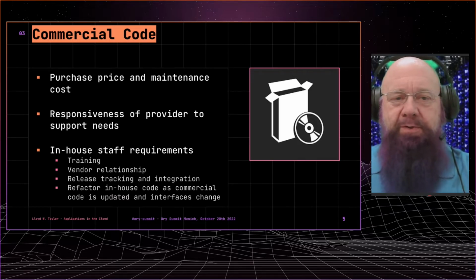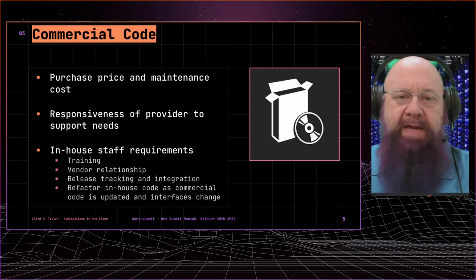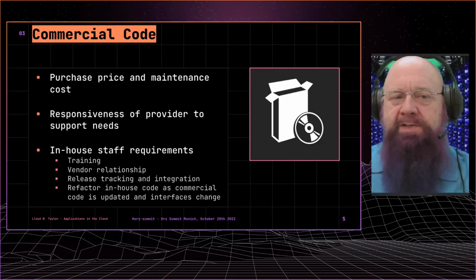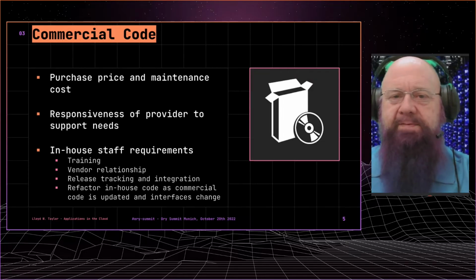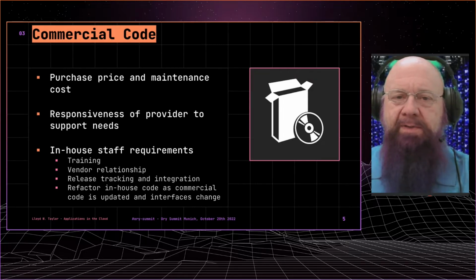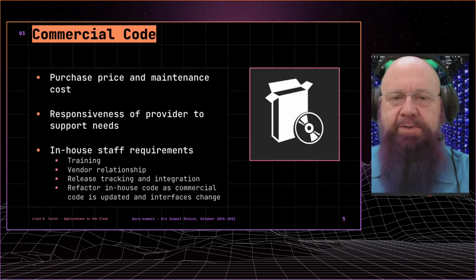For commercial code, things like Oracle or any of the other packages that you buy and run locally, obviously, we have to think about the purchase price and the maintenance cost. What are they going to charge you each month? Another thing to really pay attention to is what are they going to charge you to support the software? These can be very, very big numbers. It's not uncommon for enterprise to be spending $10 or $20 million a year to Oracle for both the purchase and maintenance and for the maintenance support.